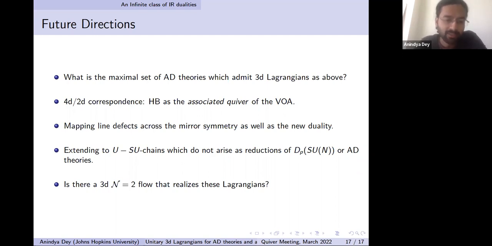That's probably worth exploring. And the final thing, which is also probably worth thinking about, is whether these Lagrangians could be realized as fixed points of some 3D N=2 flows, just like the Argyres-Douglas theories are realized as fixed points of some 4D N=1 flows. And it would be interesting to understand what the constraints on these kinds of constructions are.